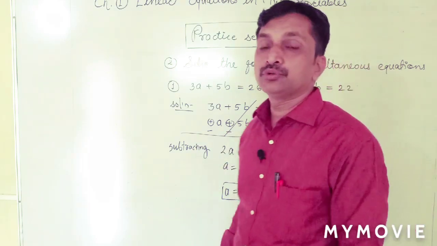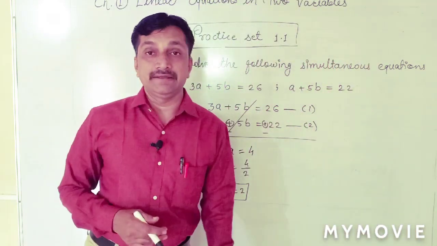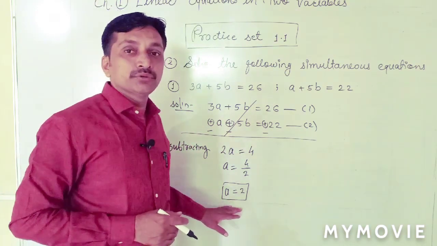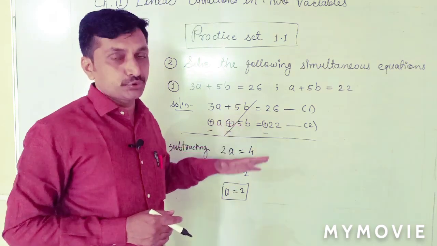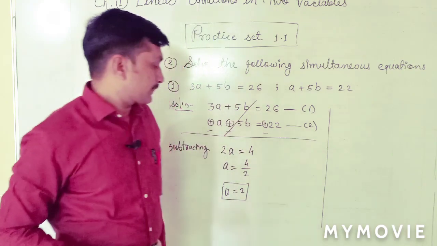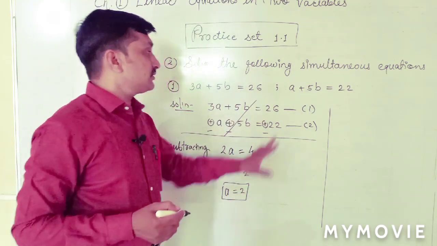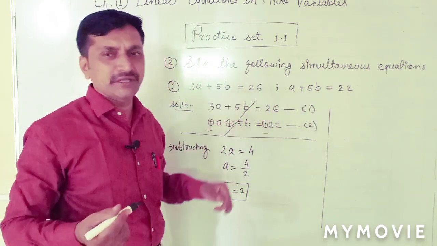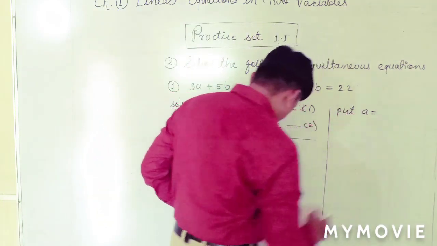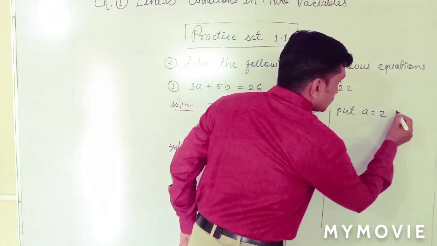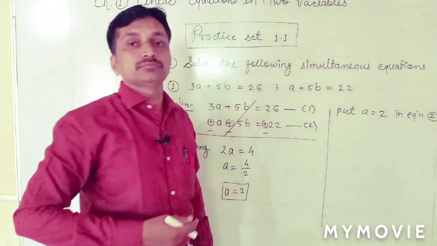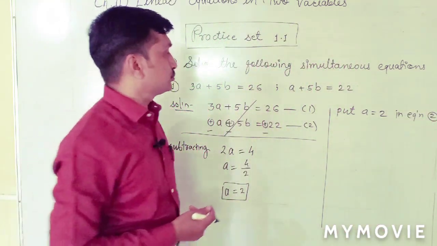We got the value of first variable, that is a. Now we want the value of b. For that, place this value in equation 1 or 2. Either in 1 or in 2. In any equation you can put. Which equation is easy? I think second. In 1 also you can put, no problem. Put a is equal to 2 in equation 2. I place that value in equation 2.